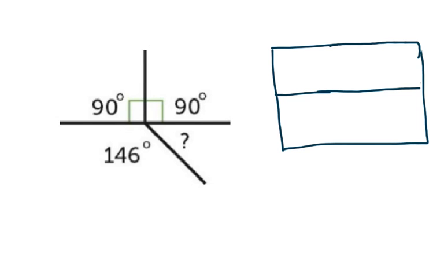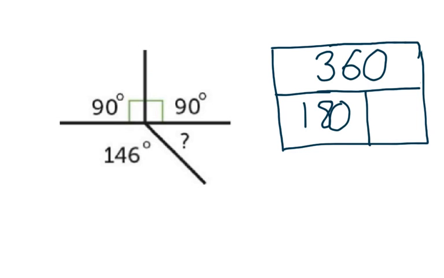Lots of things already given to us. We know that we've got two right angles, and added together they make 180. And I know that I've got 146 here. So on my bar model, my total is 360. I've got my two lots of 90, which I'm just going to write in as 180. I've done that too far over, actually. I'm going to move that back a bit.